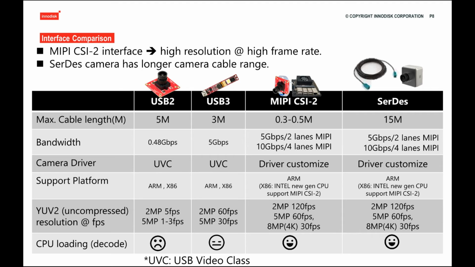MIPI CSI2 uses a different interface with much higher bandwidth with 2 megapixel at 120 frames per second, 5 megapixel at 60 frames per second, or 8 megapixel at 30 frames per second at a distance of up to half a meter, providing the resolution needed for best-in-class edge-based AI analysis. Finally, SerDes enables the MIPI connection to be extended to up to 15 meters, suitable for vehicle applications.